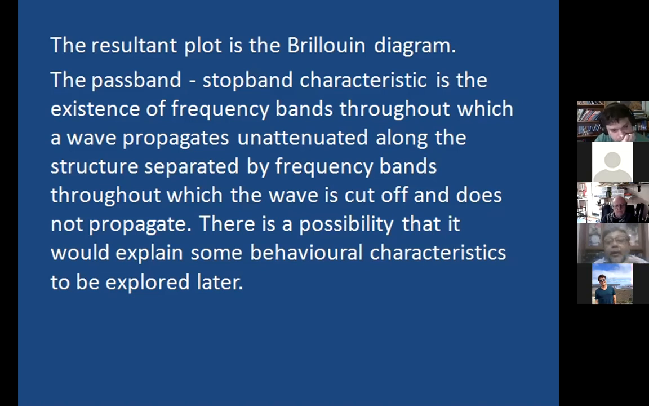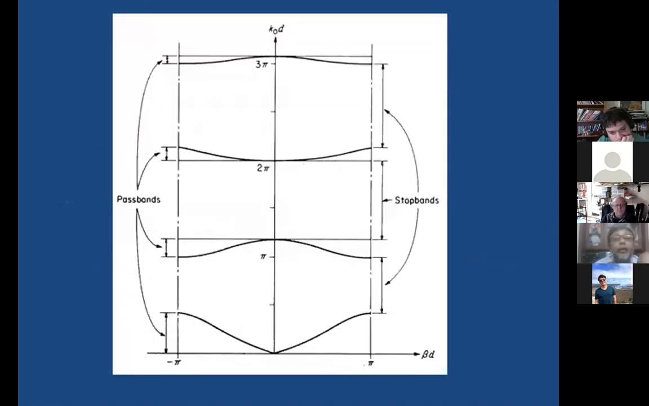There is a possibility that it would explain some behavioral characteristics to be explored later. So this is the thing we talk about, the pass band and stop band. You have the different wave numbers, and according to that you can restrict the regions. According to that, Brillouin zone 1, 2, 3, like that you can calculate.